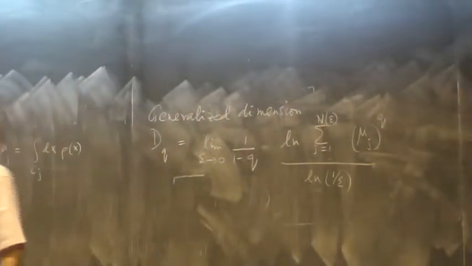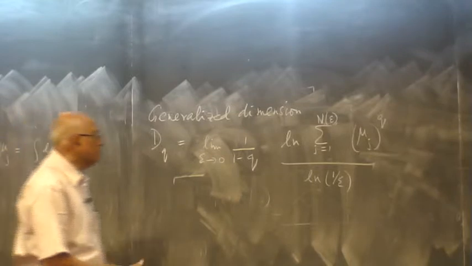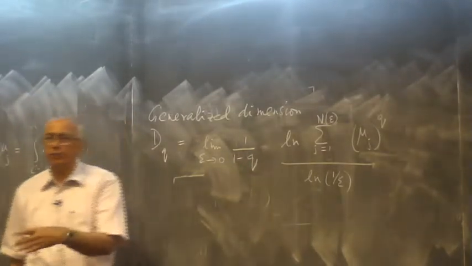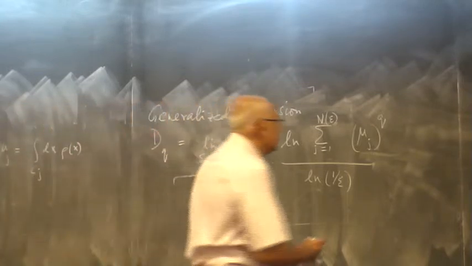What is q? Q is any real number. So it's parameterized by this real number q. I define a family of indices dq by this process. Q runs from minus infinity to infinity. For each q I calculate this. Then look at what happens if q is equal to 0, for instance.